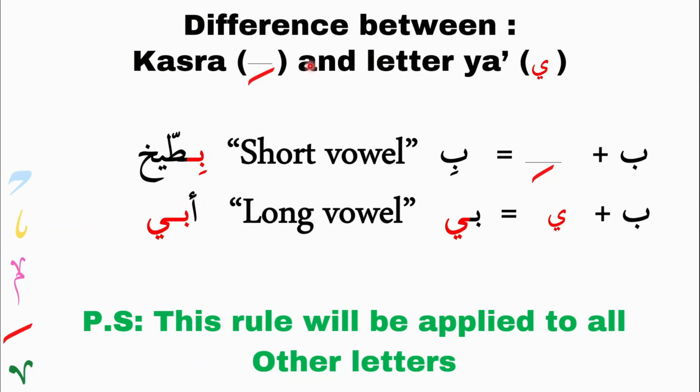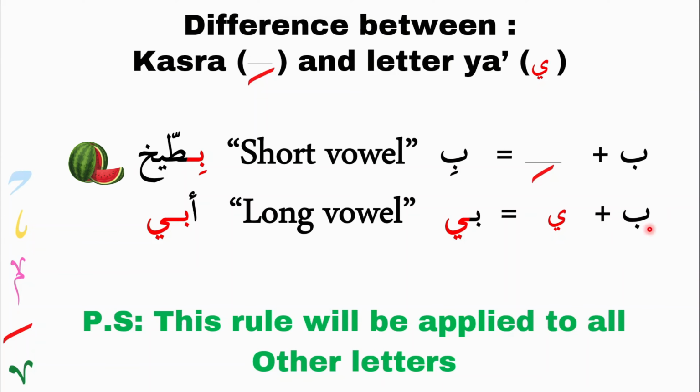The third mark, which is كسرة. Now we will see the difference between كسرة and the letter ya. Also, I combine them together because they are sharing the pronunciation. For example, if I have ba with كسرة, which I will put it below the letter, it will give us short vowel, and the sound will be bi, as in the word بطيخ, which means watermelon.